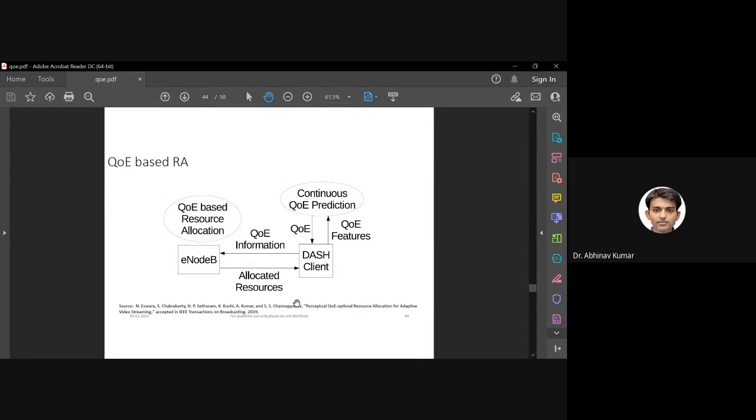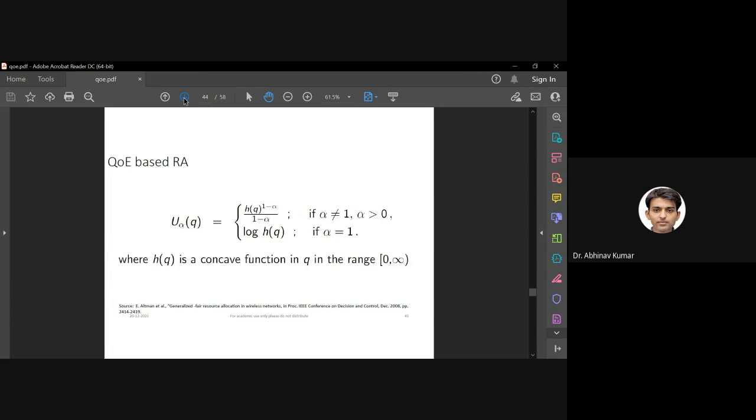It requires some QoE information, but please note this QoE information is not very large in terms of amount of data. It's really small. For example, if you're looking at those numbers 0 to 100 on a scale, every 1 second, it's reasonably small. It's a few bits per second of data coming from each DASH client. Now each DASH client is going to send some QoE features to this continuous QoE prediction model. It's going to come back with some QoE number which the DASH client can feed to the eNodeB, and based on this, the eNodeB can decide what kind of resources to allocate to this DASH client, right?